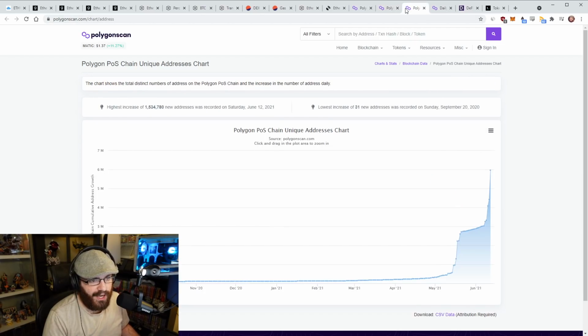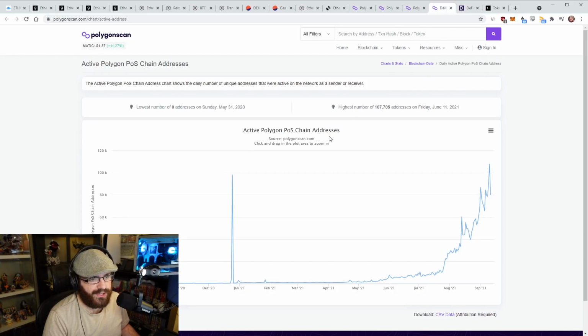I mean, there's plenty of users here. And I've actually got a statistic here that shows the unique addresses that have gone into Polygon. There is a ton. At the beginning of May here, you can see that it was 326,000 unique addresses on the Polygon POS chain. Now it's at 6 million. So obviously, you've seen a lot of use here, and it spiked up quite amazingly, and you can see the network being used. And on that note, you can also see the active amount of addresses on the Polygon chain.